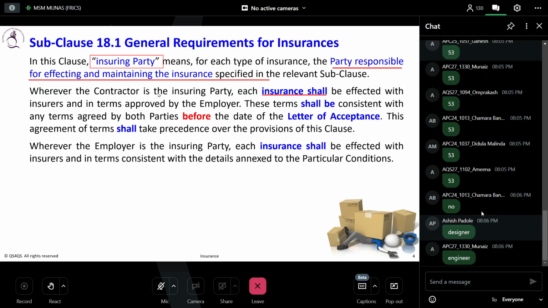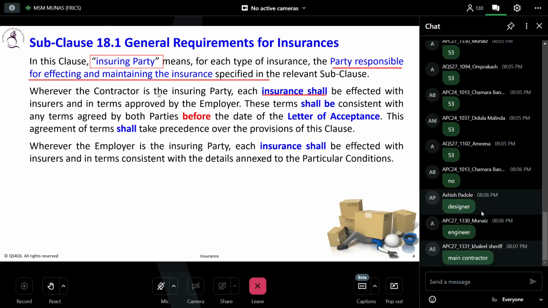Okay, let's speak only specifically about the question I asked. Is the whole project insured by the contractor? The answer is no. Sometimes the employer does. Why? Sometimes he might have an umbrella cover, where they don't want the insurance from the contractor.